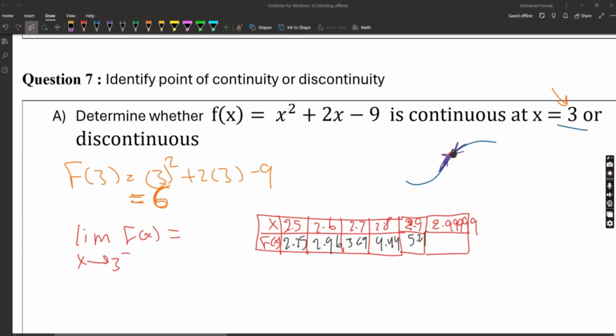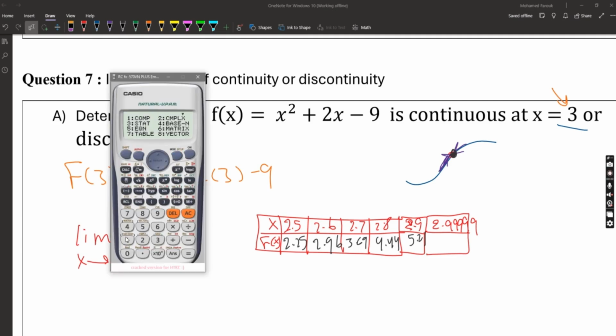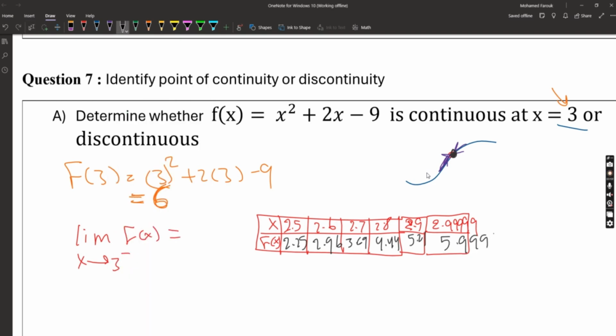So what we'll do, we will just calculate it at this point exactly. So we will write our function, which is x squared plus 2x minus 9, and I'll tell it to calculate at 2.99999. It's almost 6. It's 5.99992, something like this. It's almost 6, so it will be 6. We'll do the same for the limit of f of x as x approaches 3 from the right side.